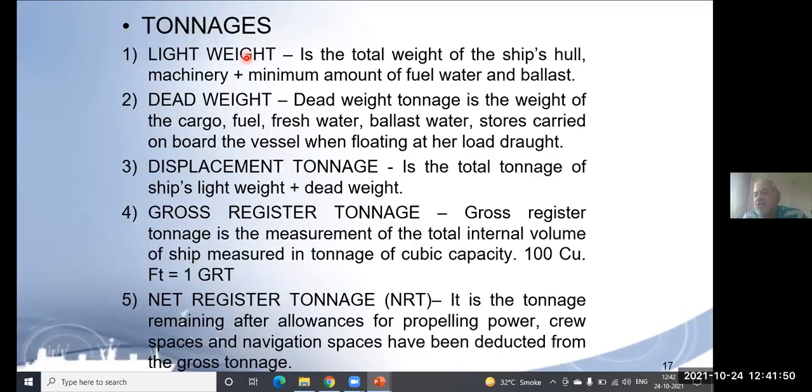So this condition weight of the motorcycle is called lightweight. And this lightweight is also of the ship. Now from motorcycle, we come back to the ship and we say that this is the total body of the ship, all the fittings. So see here, ship's hull, machinery, and minimum amount of fuel, water, and ballast. Because this ballast is not there in a motorcycle. Water ballast is not there, but fuel is there. Water is also not there, because for coolant you are using something else.